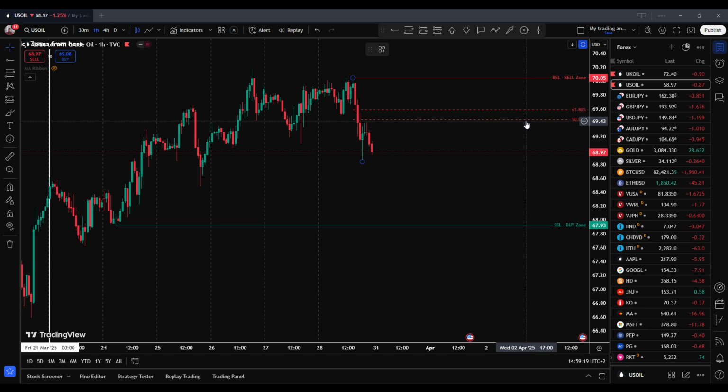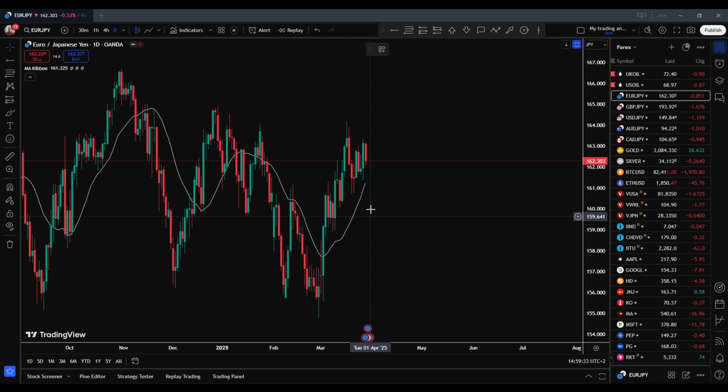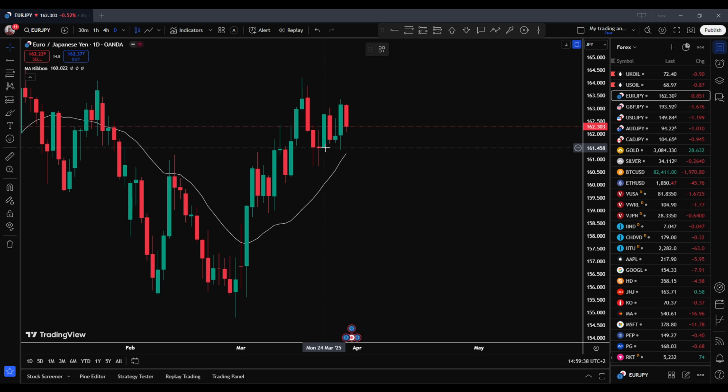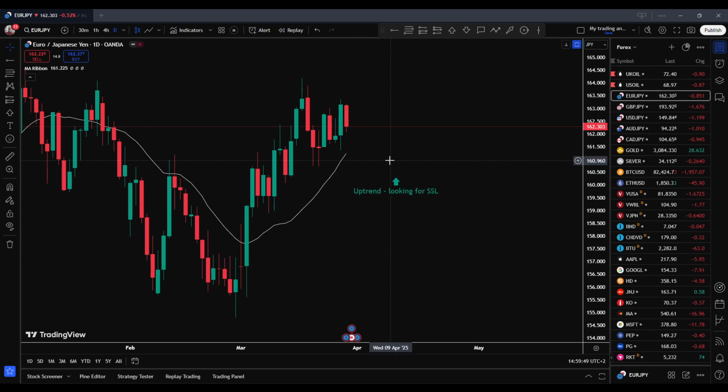The first Forex pair that I will analyze is EURJPY. Here I will use the simple moving average 20 to determine the trend. We have an uptrend as you can see, so I'm looking only for sell side liquidity zones.